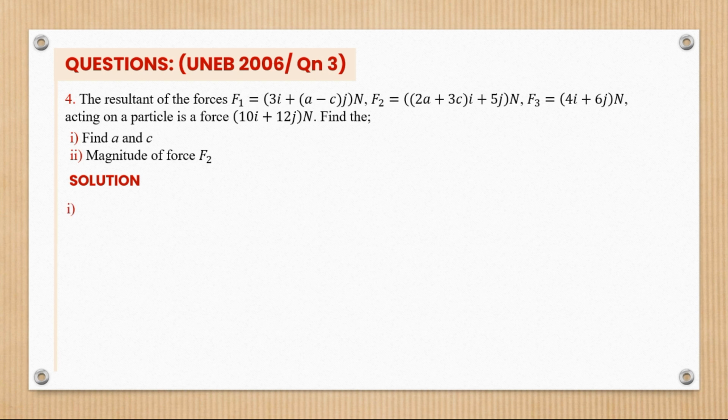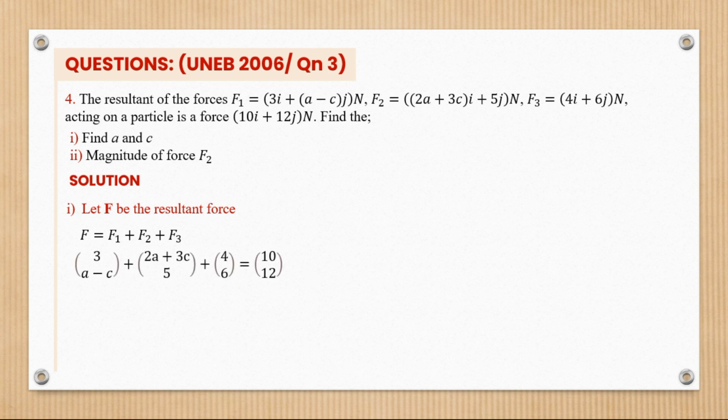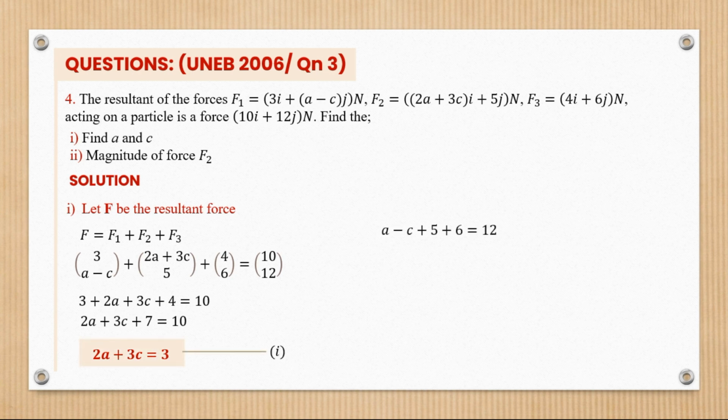So let's solve this. First of all we're going to let F be the resultant force, and we know that F is equal to F1 plus F2 plus F3, so we'll have 3, then a minus c, plus 2a plus 3c, and then 5, plus 4 and 6, being equal to 10, 12, as you can see right there. At the top we'll have 3 plus 2a plus 3c plus 4 being equal to 10, so 2a plus 3c is equal to 3 as equation 1. Secondly I'm going to compare the next row. So I'll have a minus c plus 5 plus 6 being equal to 12, so a minus c is equal to 1.